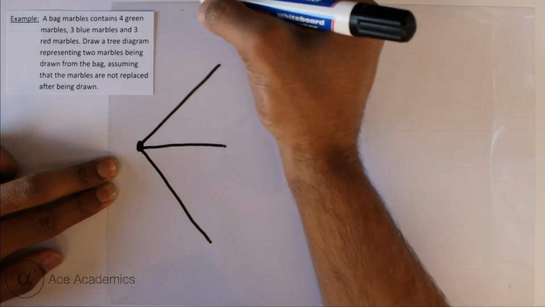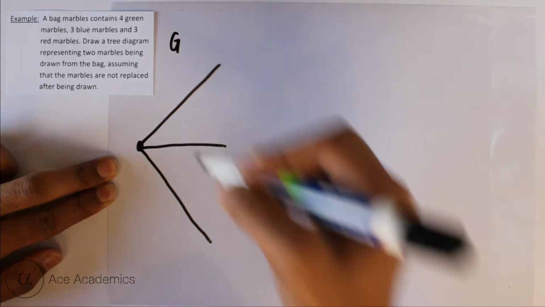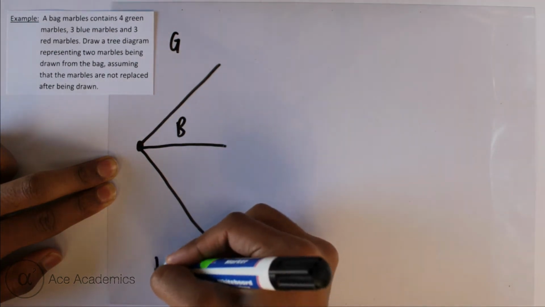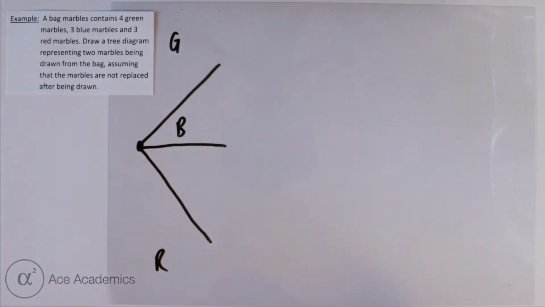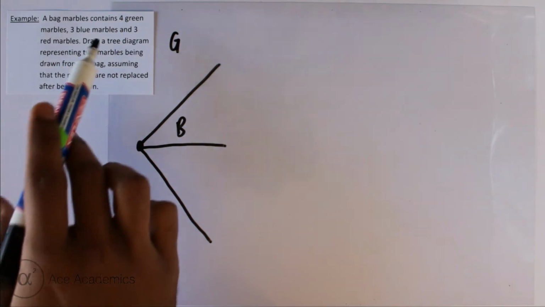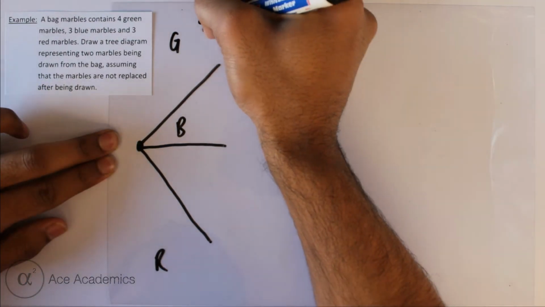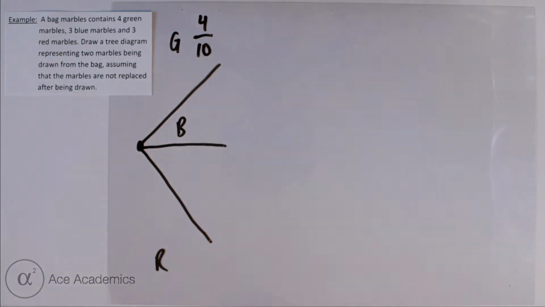We can either draw a green, a blue, or a red. Right, so what's the probability of drawing a green marble? There's 4 green marbles and a total of 4 plus 3 plus 3. So there's 4 green marbles out of a total of 10 marbles. So the probability of drawing a green is 4 out of 10.